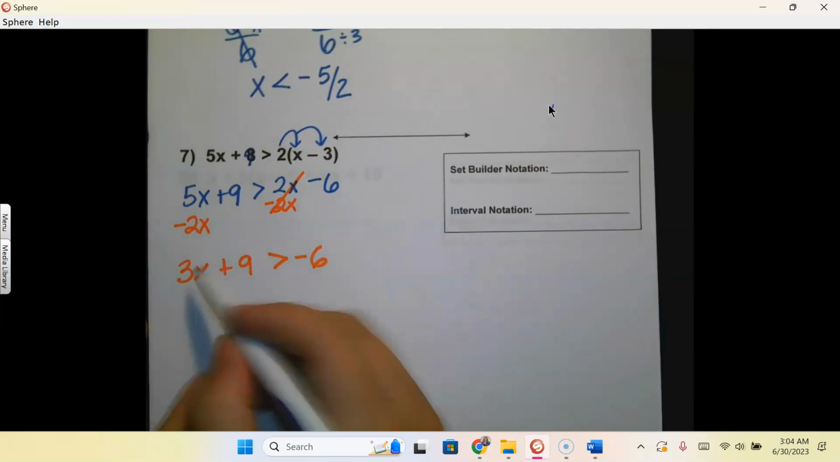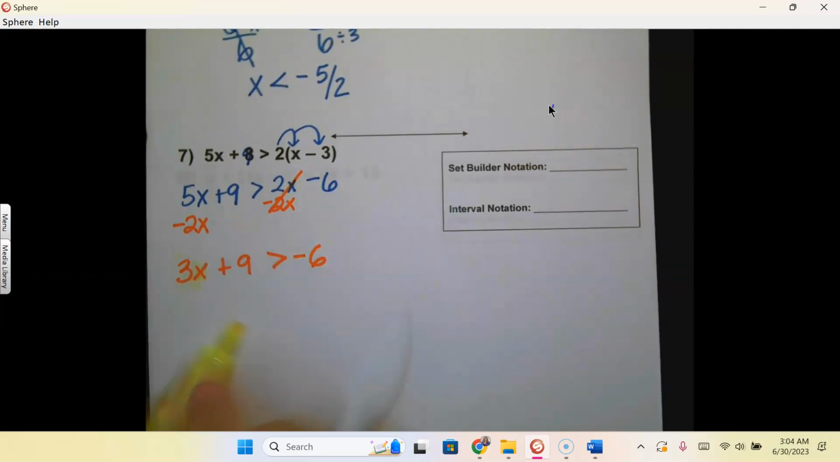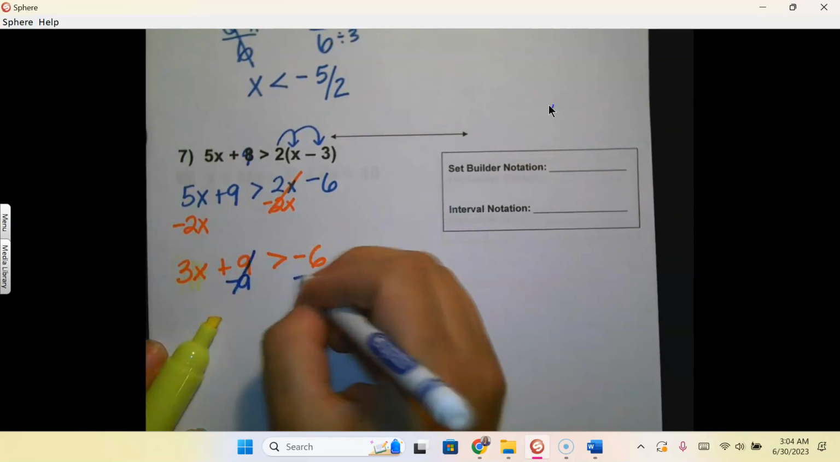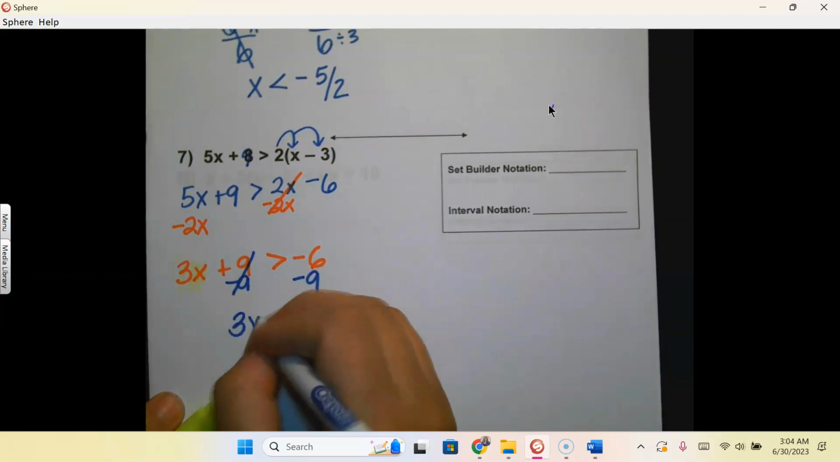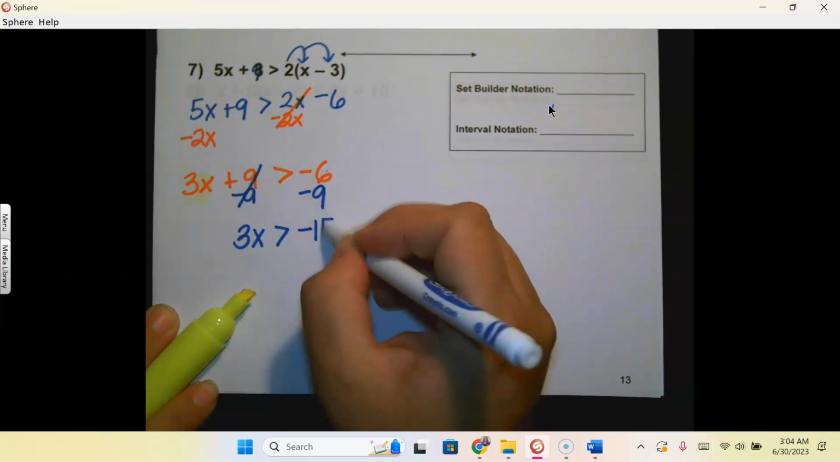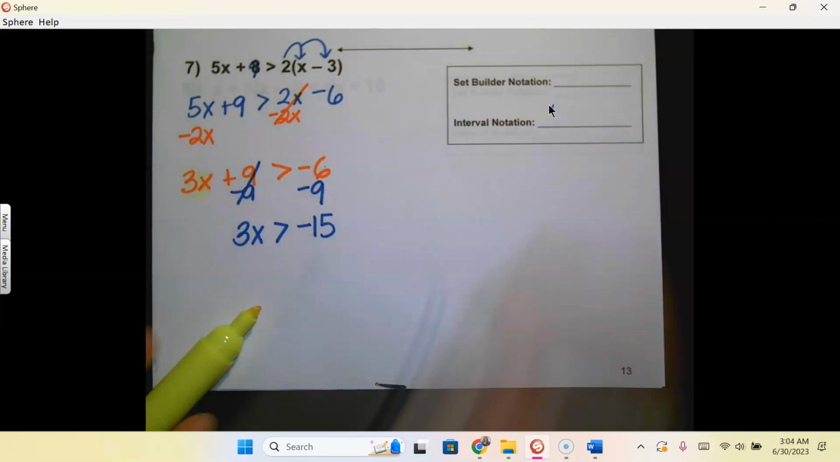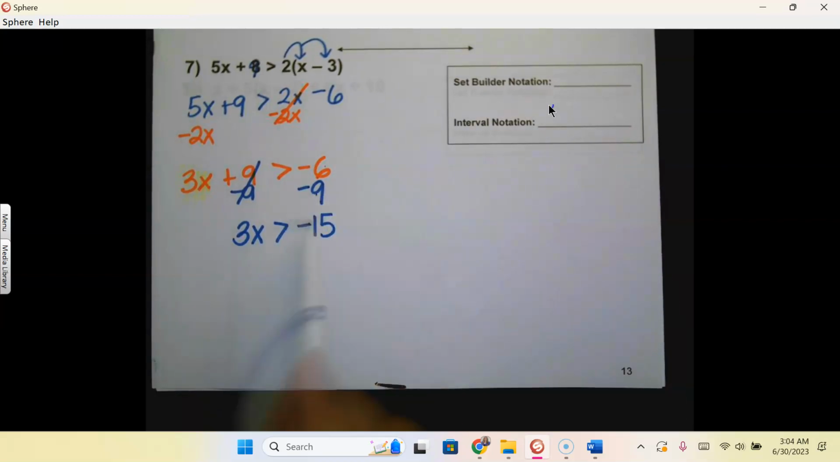Okay, so then to get this 3x by itself, we have to subtract 9 from both sides. Negative 6 minus 9 is negative 15. So they have the same sign, so we're adding them. That's why it's negative. And then 9 is bigger, so negative 15, remembering those integer rules.